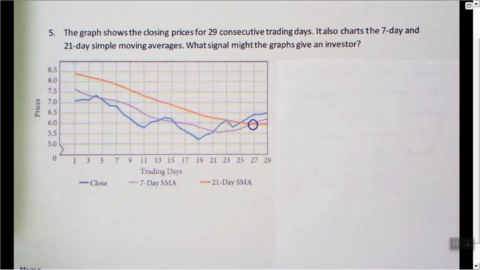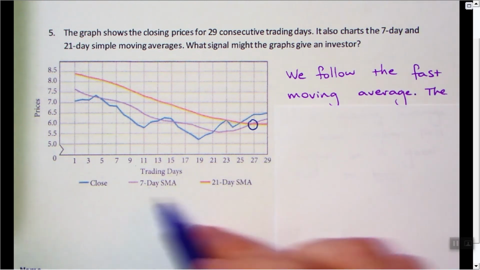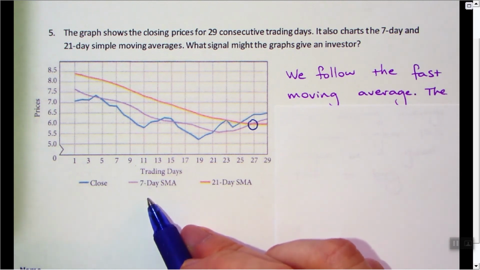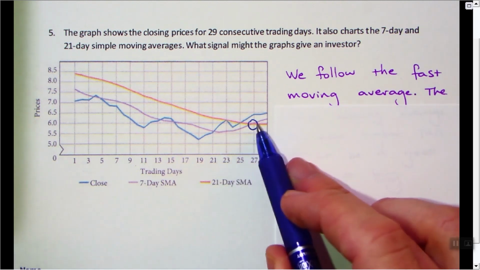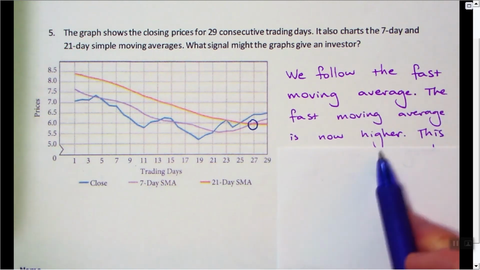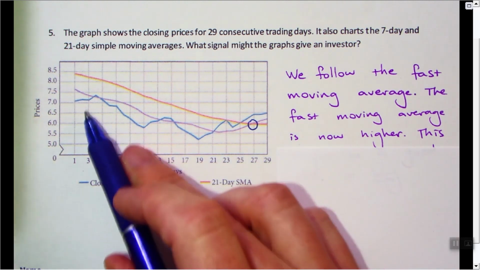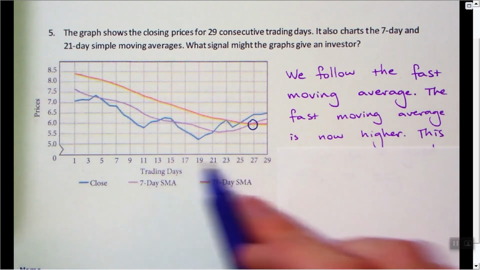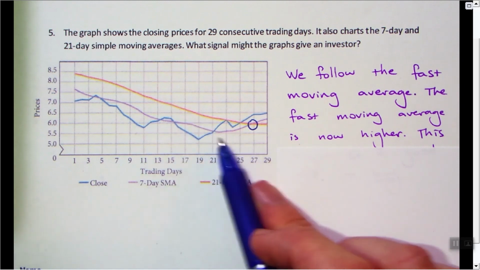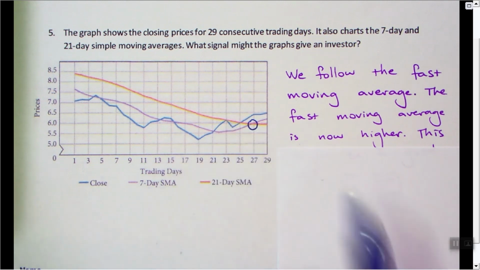And what we'll do is we will follow the fast moving average, okay? So notice that between the two, the fast moving average is the 7-day simple moving average. That's the one that we follow. So notice that the fast moving average, the 7-day, is now higher than the slow moving average. Okay, which means that even though the graph is going up and down and up and down, the general trend is going down, down, down. But this change right here is an indication that it's probably going to start going up in general.